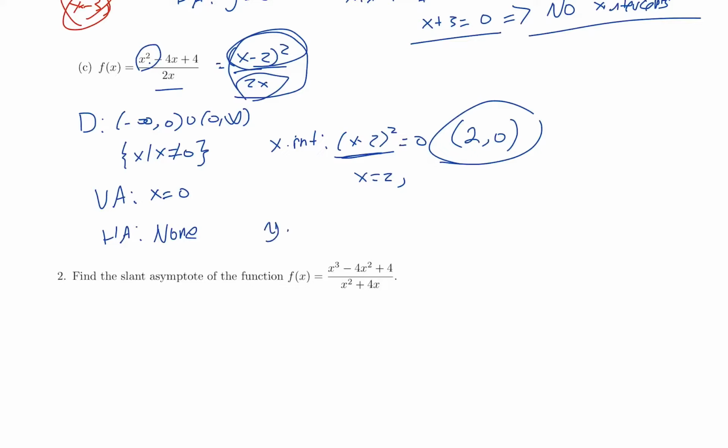For y-intercept, we just plug in 0. But we cannot plug in 0, right? Because 0 is not in the domain. So no y-intercept. So we always have to be mindful of domain.